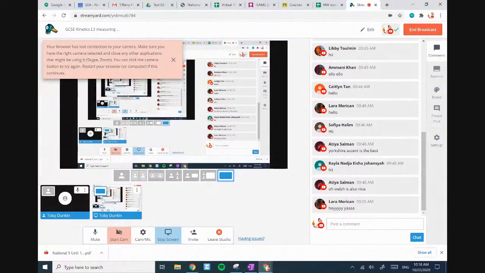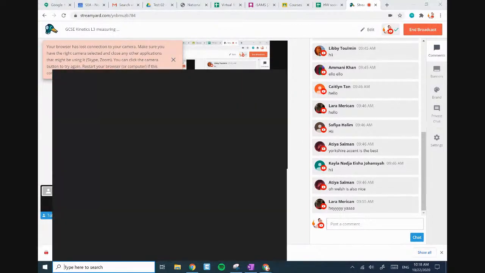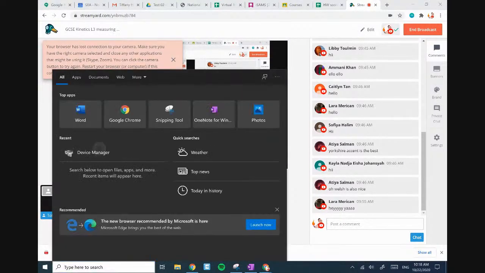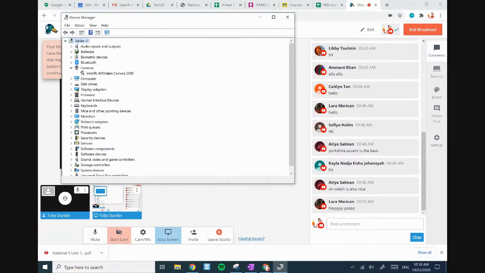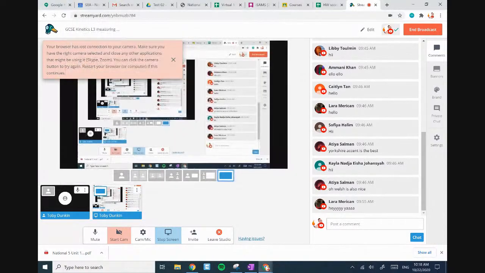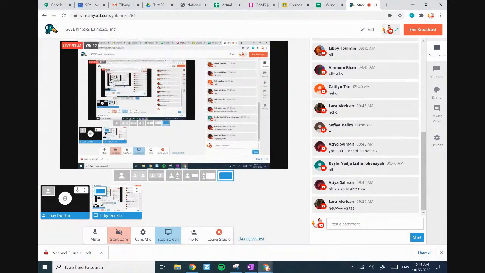I turned off my camera, haven't I? Device manager. Enable device. Should come back on, there we go. And then I can start camera.